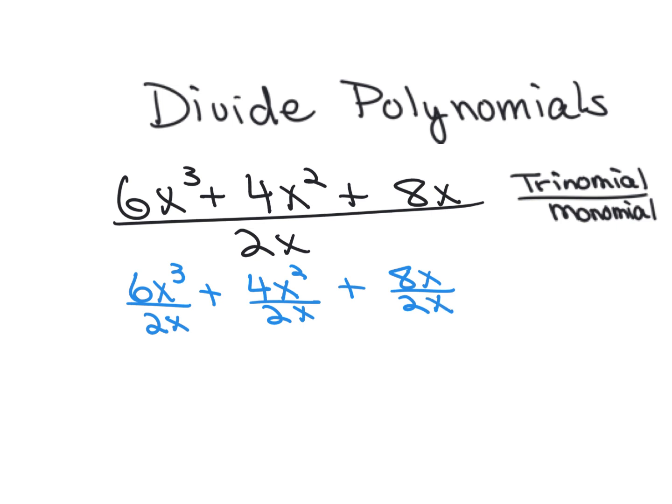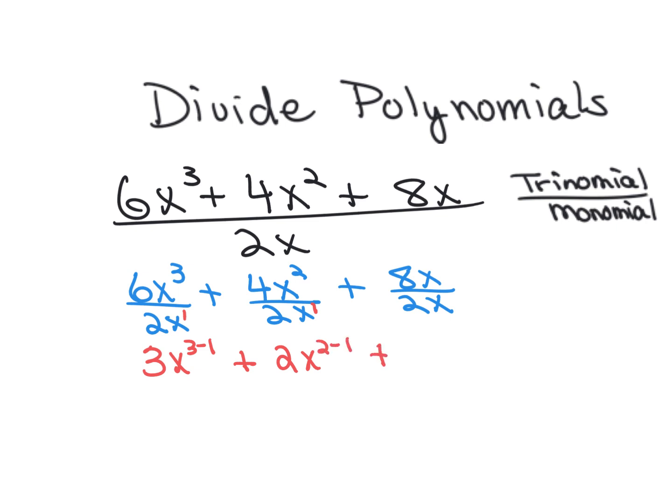At this point, I'm now ready to simplify. I have 3 dividing monomials. 6 divided by 2 is 3. Largest degree of x is on top, so x will go on top, and I'm going to subtract those exponents. Plus 4 divided by 2 is 2. I have x's top and bottom. Therefore, I'm going to ask where is the largest degree of x, and it is on top, and I subtract.